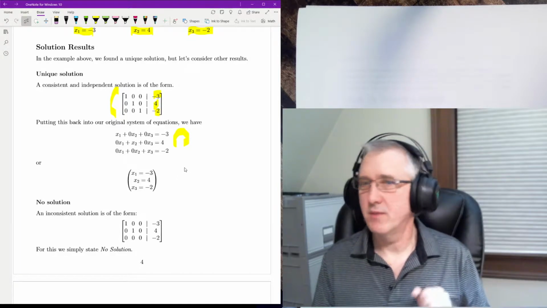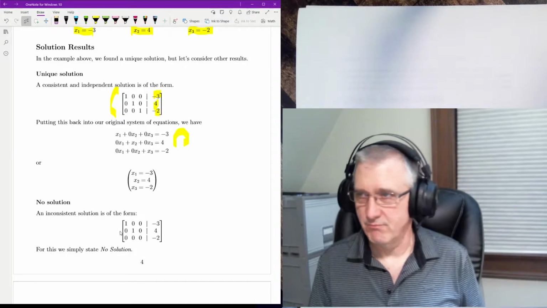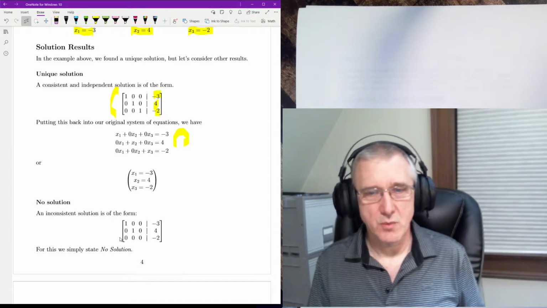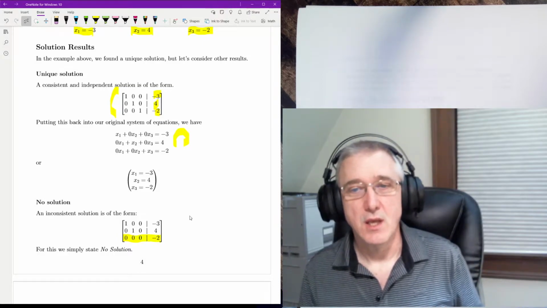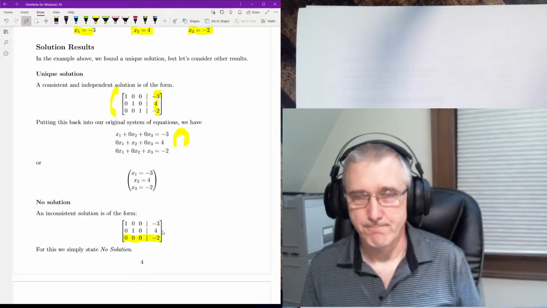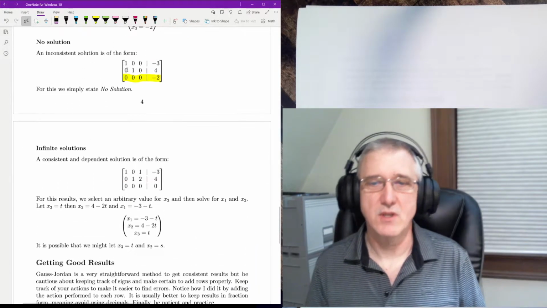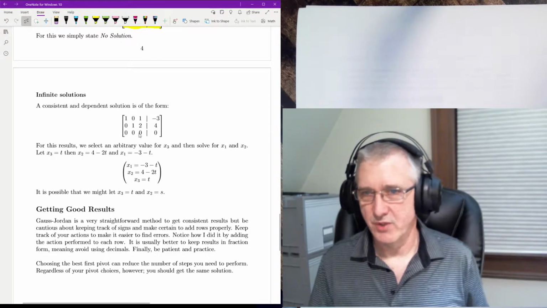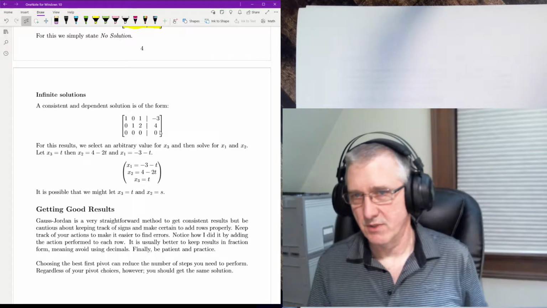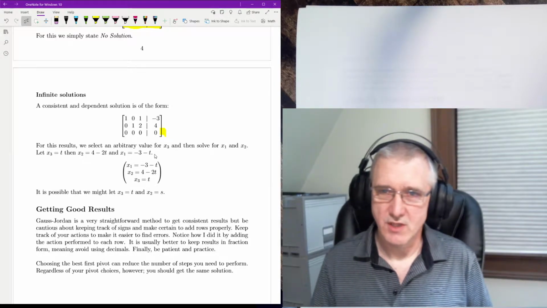It is also possible to have no solution, and that's when we end up with a false type of statement. That's where we have a row of zeros, but it's not all zeros. The augmented part is non-zero. This says no solution. There is one other type of form, and I'll go into this one a little bit more because this is infinite solutions. That is when we have a row of zeros, however, it's also zero in the last point. This is an infinite solution type of result.